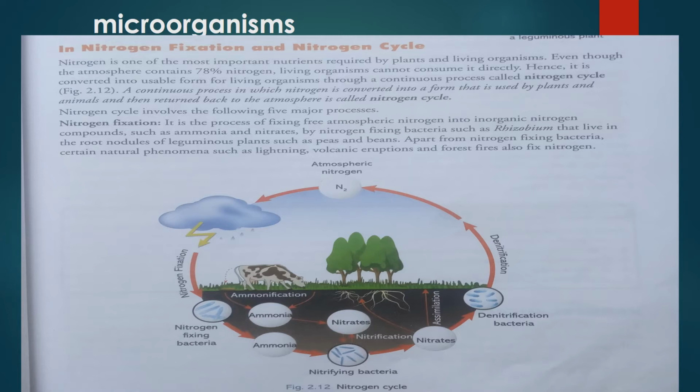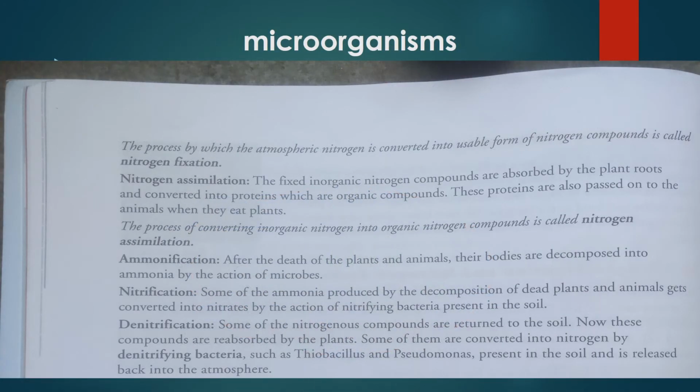Then the next step will come, nitrogen assimilation. Let's discuss. Now nitrogen assimilation. So till now we have come to know that gaseous nitrogen can be fixed by rhizobium bacteria present on the roots of leguminous plants like the pea plant and pulses plant. So this is called nitrogen fixation, and when this nitrogen fixation is over, then nitrogen assimilation will take place.